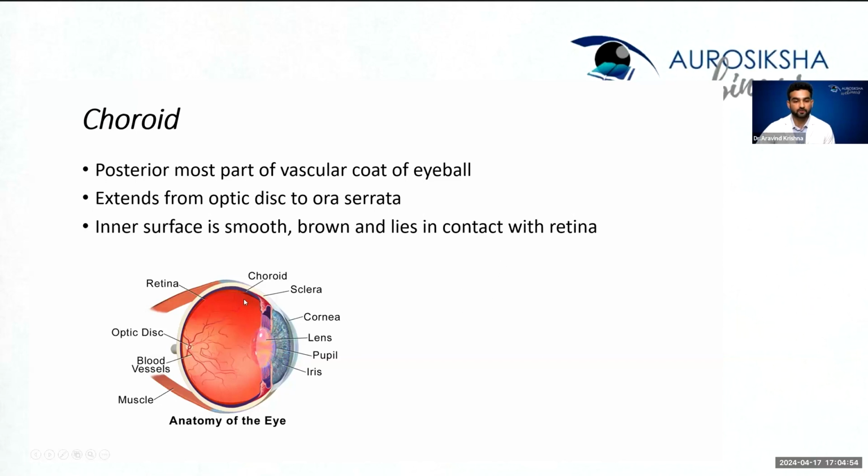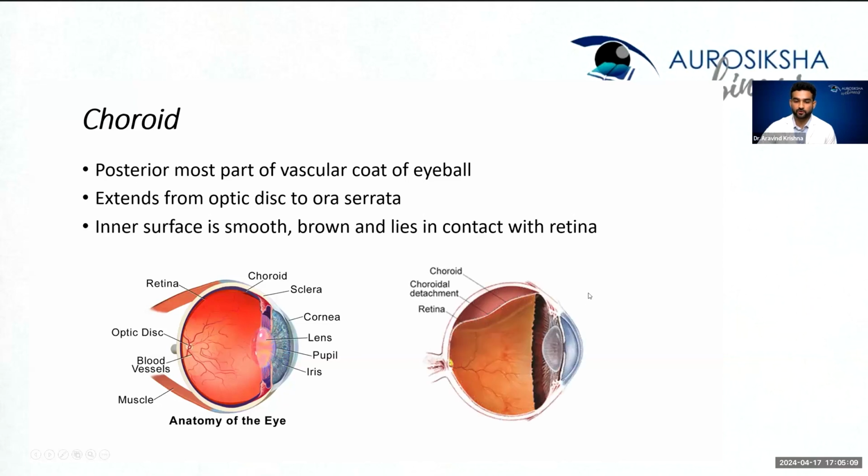And the final structure of the uveal tract is the choroid, which is the posterior-most part of the vascular coat. It extends from the optic disc up to the ora serrata. Its inner surface is smooth, brown, and lies in contact with the retina. This is an image showing a choroidal detachment. That is just another clinical thing which you might need to know.